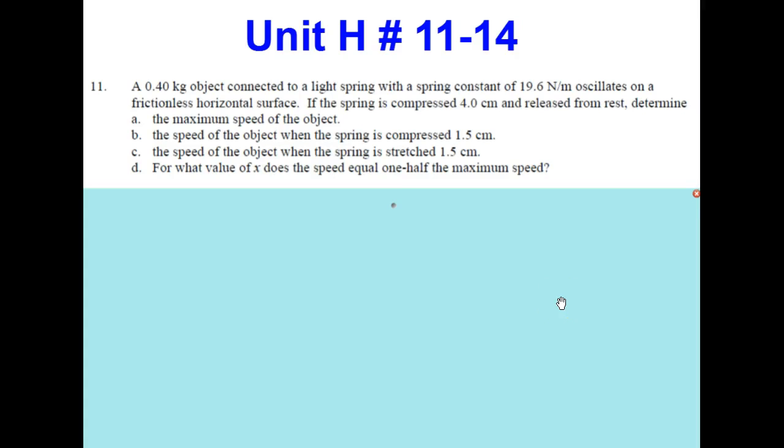Welcome to the solutions to the Regents Physics Springs and Simple Harmonic Motion problem set, problems numbers 11 through 13. Let's go ahead and get started.